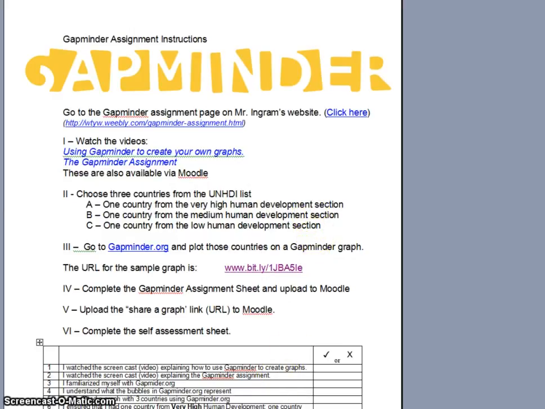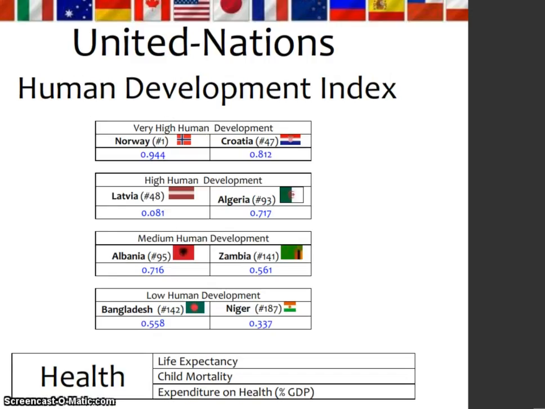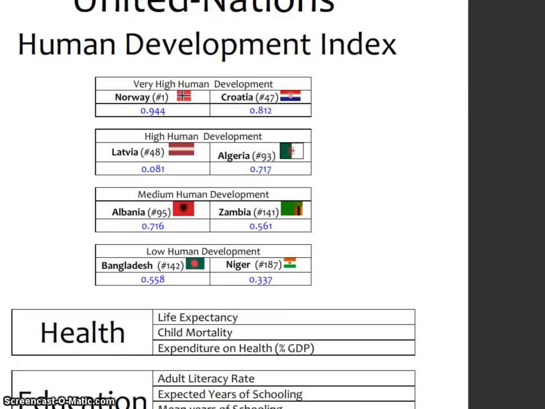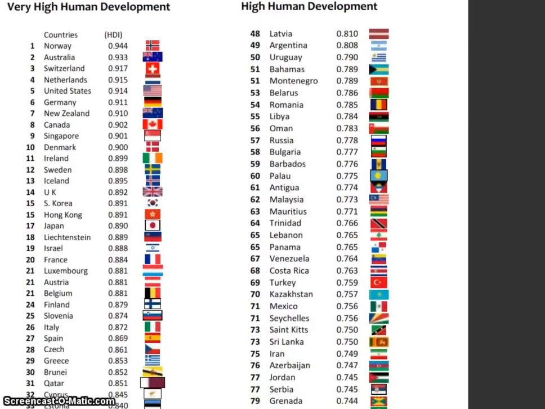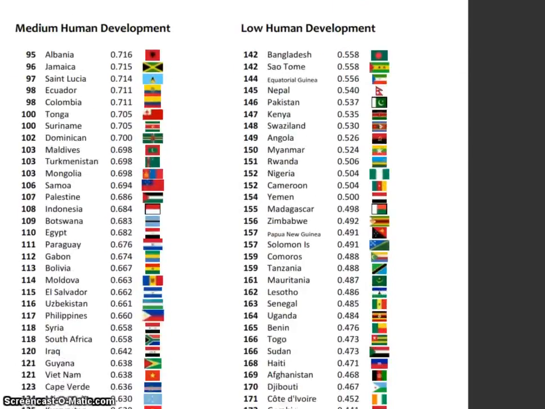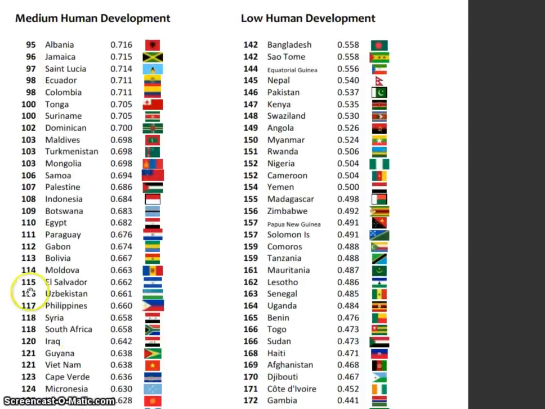And if you don't remember what that list looks like, I'll pull it up here. You received a sheet that looked like this. And this is the United Nations Human Development Index list. It lists every country in the world, and it ranks them in order of their development. And so you're going to choose one country from very high human development. You're going to choose one country from medium human development, which would be this list here, and one from low human development, which is the list on the right.